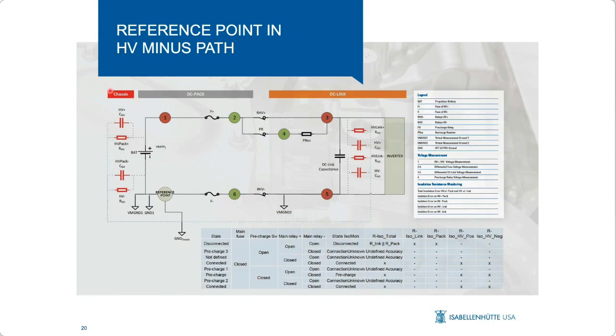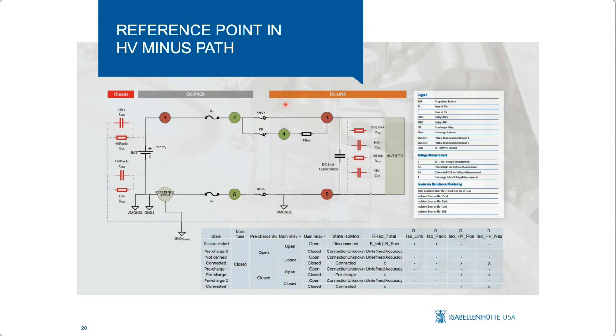So on the left side here, we have the chassis side, so the low side of this battery system or the vehicle that also extends down here. It's basically important for our reference point to chassis ground. Then we have the DC pack side of the high voltage system on this side and the DC link circuitry on the right side of this diagram.